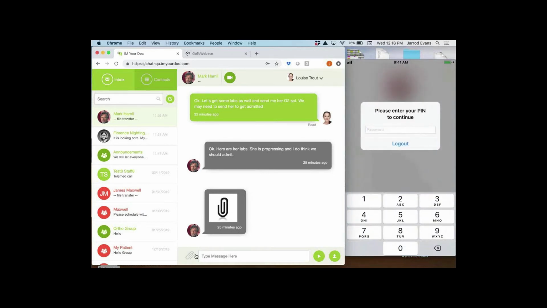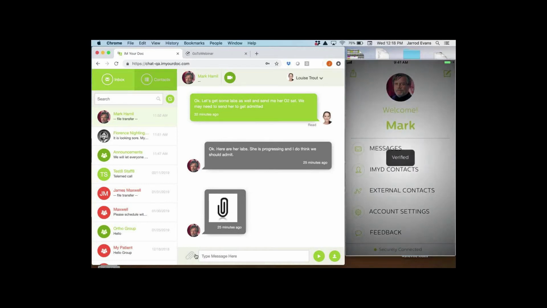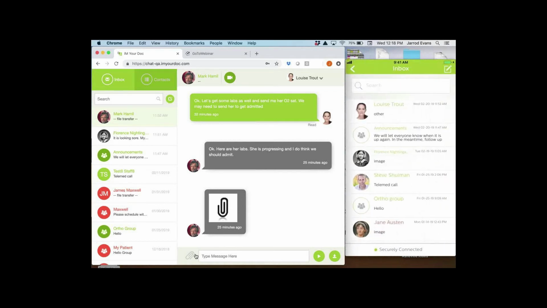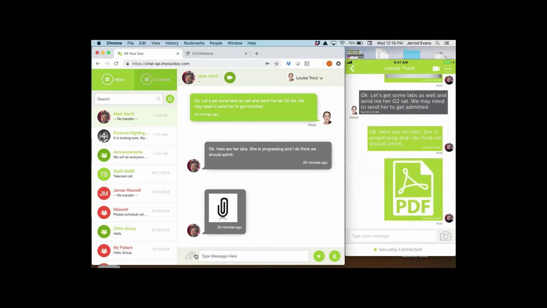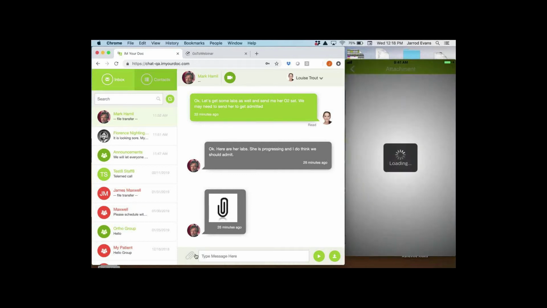On the mobile side, once I put in my PIN, as you can see, it looks like any sort of messenger that you use. Here's the message thread. There's that PDF of the lab report.